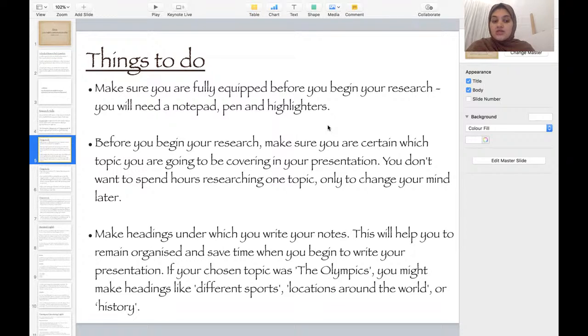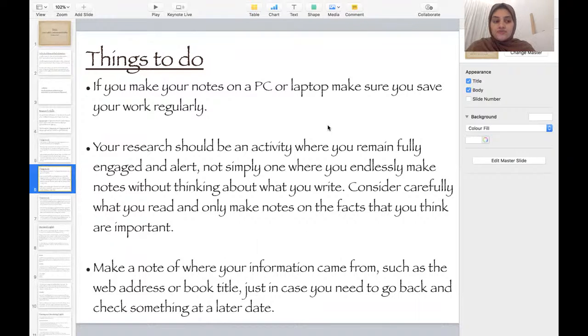So make headings under which you write your notes. So this will help you to remain organized and save time when you begin to write your presentation. So if your chosen topic was the Olympics, you might make headings like different sports, locations around the world, or history, for example. So we're still in the things to do list.